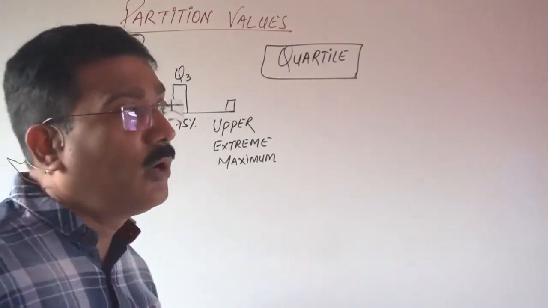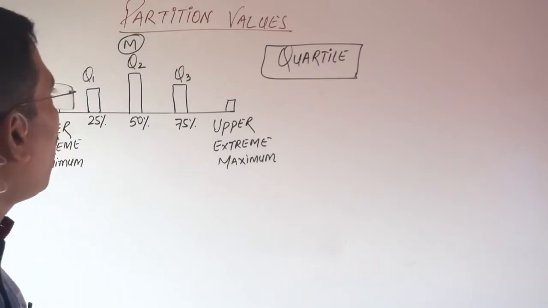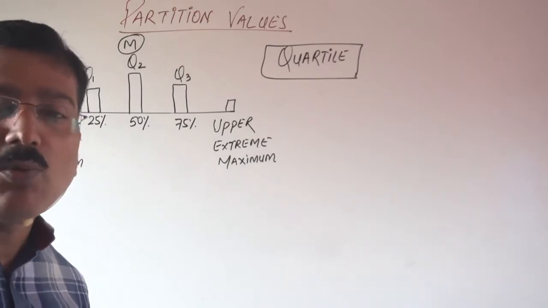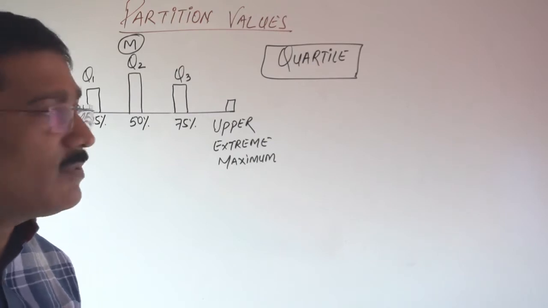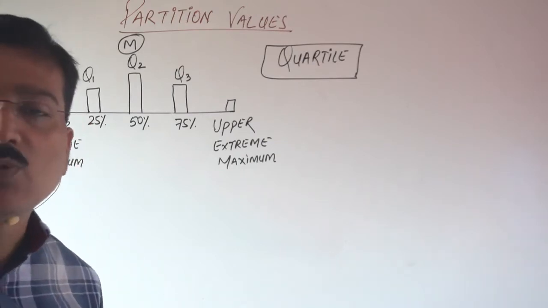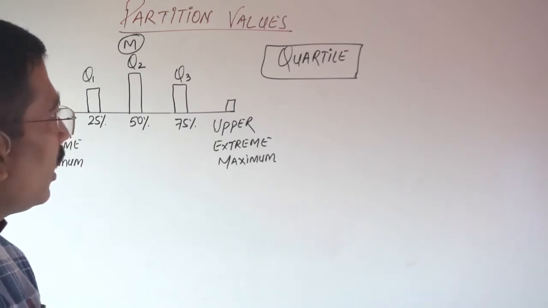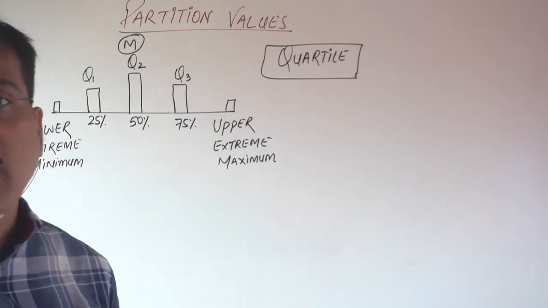Okay students, here I am going to start the new topic, partition value. Partition value comes after the median. In median you have studied how to calculate it for individual, discrete and continuous series. Now what is the concept of partition value?